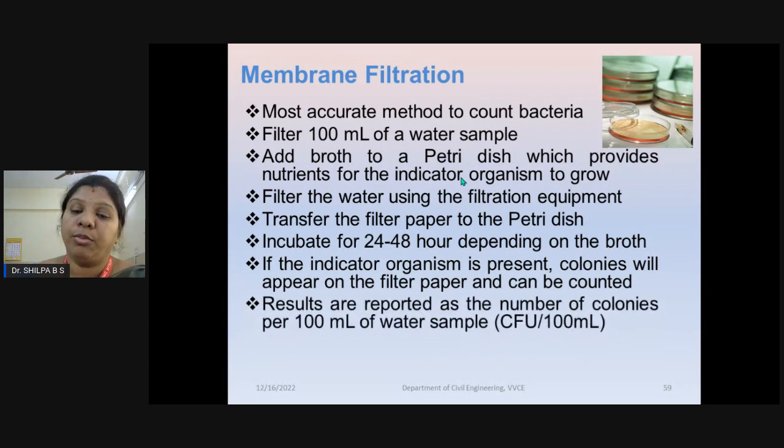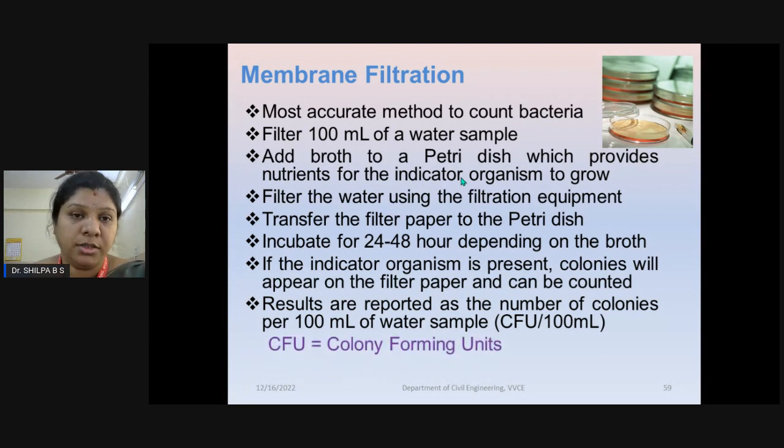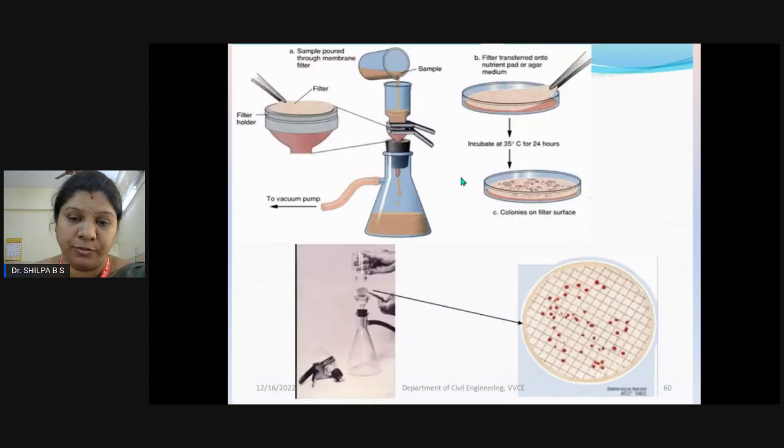The results are reported as the number of colonies per 100 ml, that is CFU per 100 ml, colony forming units per 100 ml. That is how we report the results of this membrane filtration.